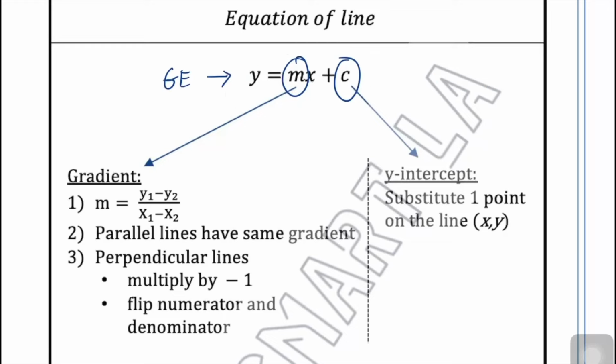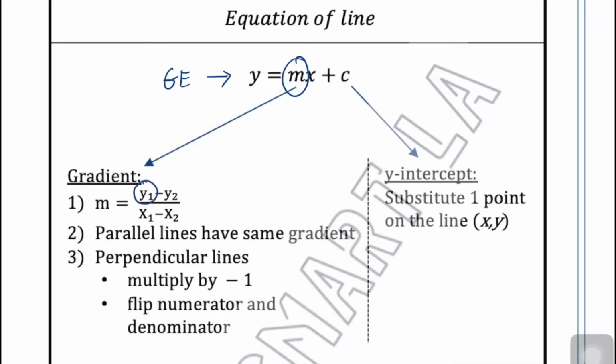All right. So now, let me explain a little more about how to get the gradient, this m value, and then how to get your y-intercept, your c. So gradient first. To get gradient, you have three ways. So over here, I've outlined these are the three ways. So start with the first way. This is your formula for finding gradient, and that is given as y1 minus y2 over x1 minus x2.